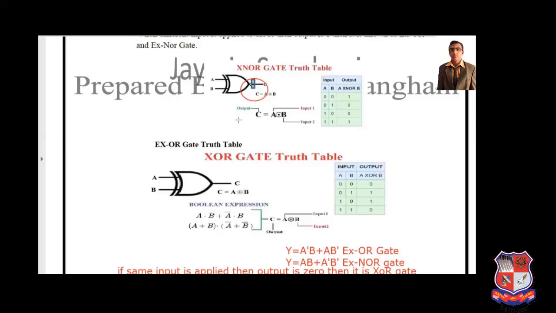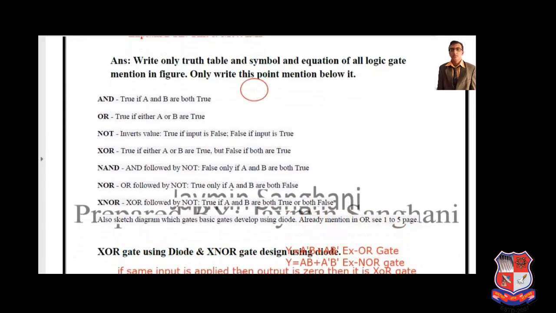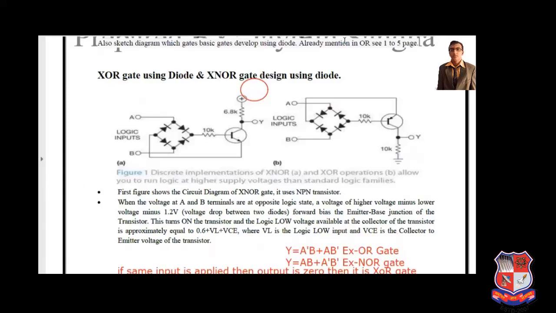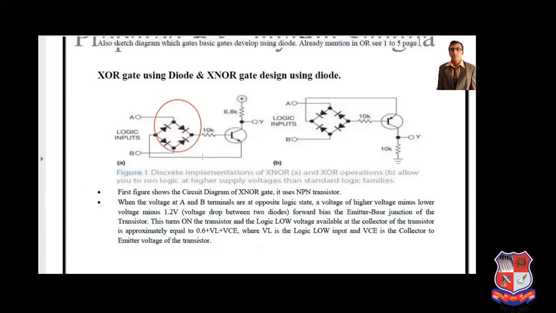So this is the complete portion, the entire topic related to fundamentals of logic gates. And also we have discussed the last point, which is how to develop XOR and XNOR gate using diode. It is nothing but a bridge rectifier. See this. It is known as bridge rectifier. Bridge rectifier diode position. If here we apply 1 1 input, see this very carefully. Here 1, here also 1.